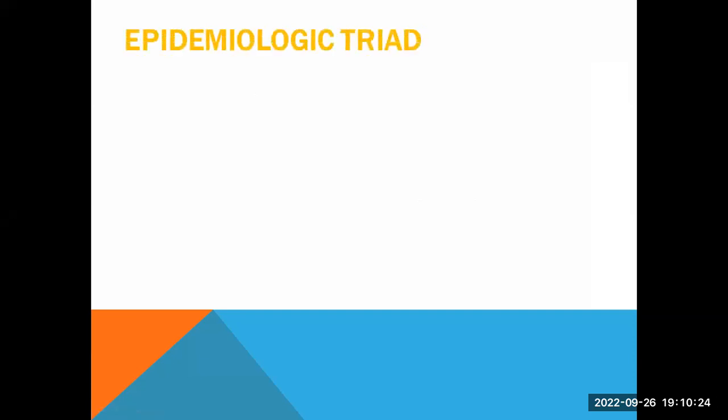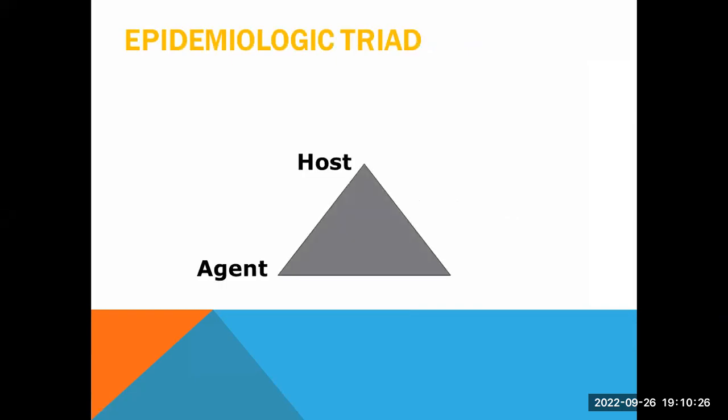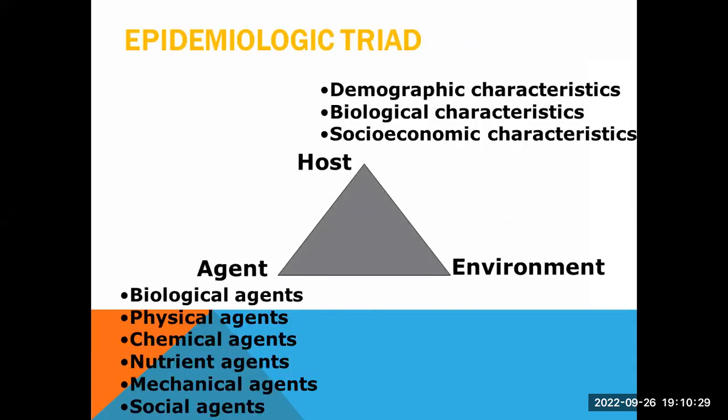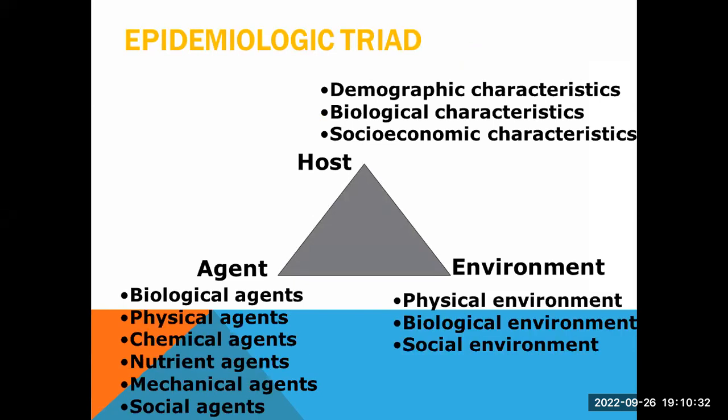As you can see here, we have the host, the agent, and the environment. In the host, we have the demographic characteristics: the age, the race, the gender, the educational status, the marital status, all of what is of concern with the host. We are also concerned with the agent under study, which can be a biological, physical, chemical, or social agent. And then we have the environment. So per se, we want to be studying a certain infectious problem in a certain population in the ICU.